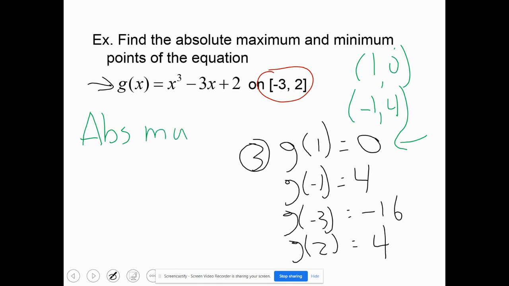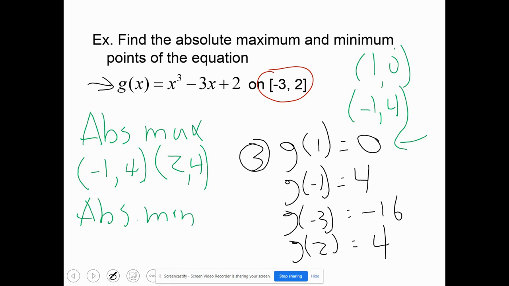absolute max points. Now, if you notice, there are two of them here, right? And that's fine. At -1, 4 was the y, and at +2, the endpoint, we also hit 4. So there's actually twice in this interval that we hit the highest point. And the absolute min, it occurred only once, and that was down here when x is equal to -3. We're going to hit the -16, excuse me.